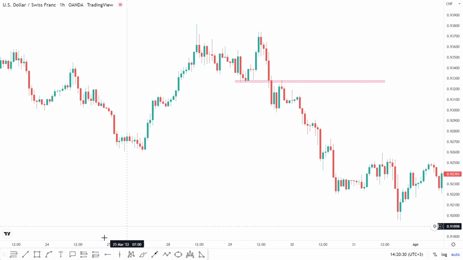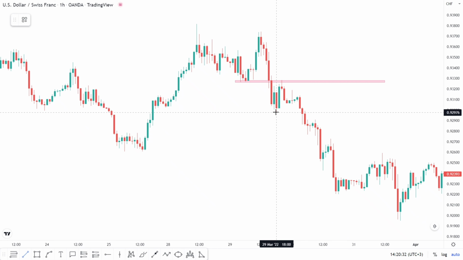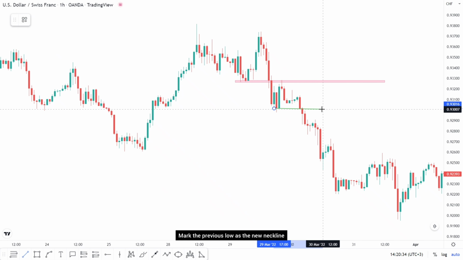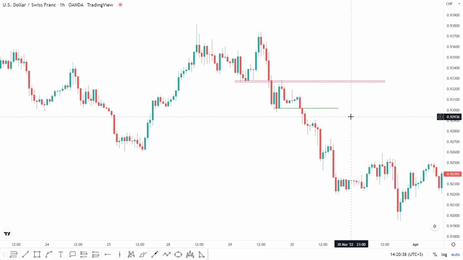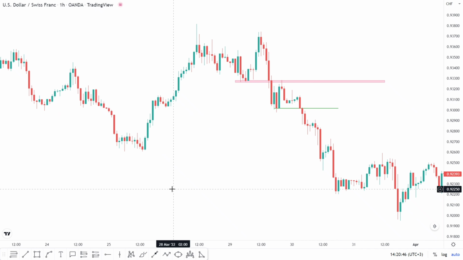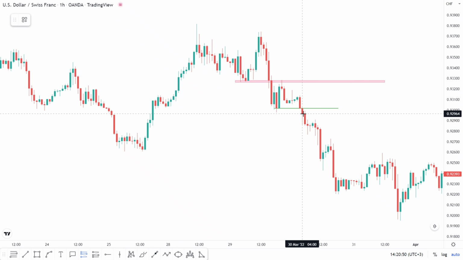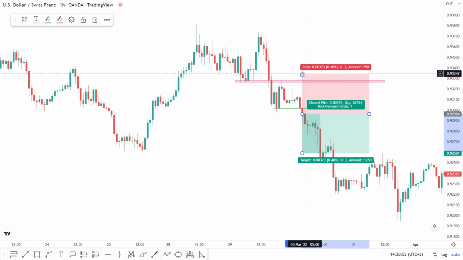So what you can do also, you can come and mark this previous low now as your new neckline. So what you want is for price to come and break this neckline. So in this case, we got a breakout at this point. So this is a very good point to get into your trade after this candlestick closes. So you can easily come and take your short position there.